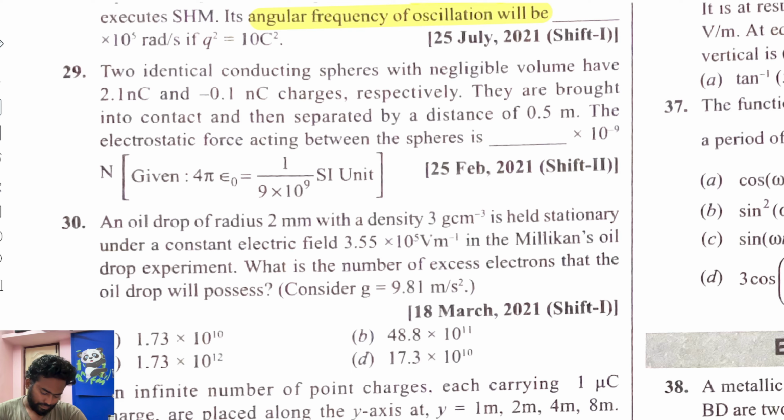Okay, next question. Two identical conducting spheres, negligible volume. They are brought in contact and then separated by a distance. Electrostatic force acting between them will be? So brought in contact, what is the total charge? 2 nanocoulomb. So each of them gets how much? 1 nanocoulomb at a half distance.